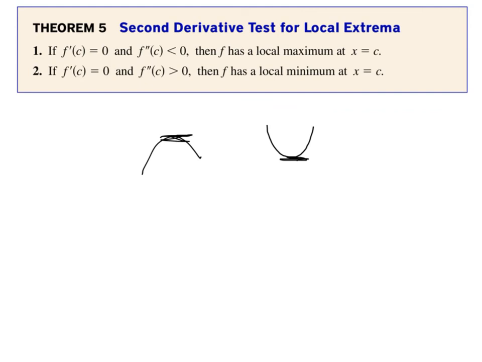Last test that you need to know, which would make sense: if f prime, or the slope, is equal to 0, so we're here equal to 0, and f double prime is negative, meaning we have a concave down, then it's a local maximum. That makes sense. If f double prime is positive, meaning concave up, and f prime at c is 0, that would be a minimum, which makes sense from these drawings here.